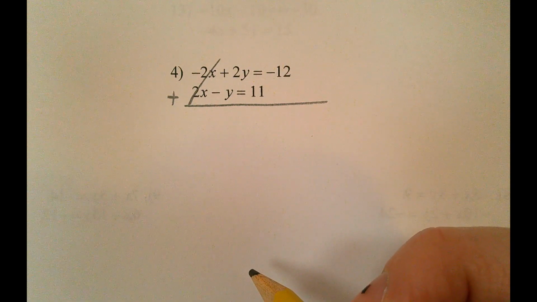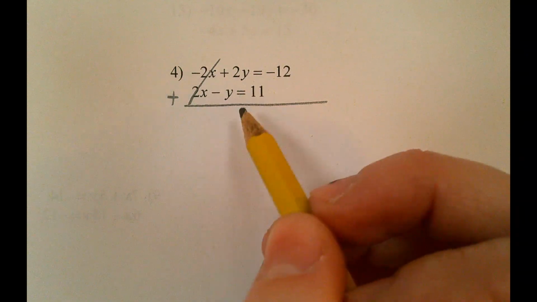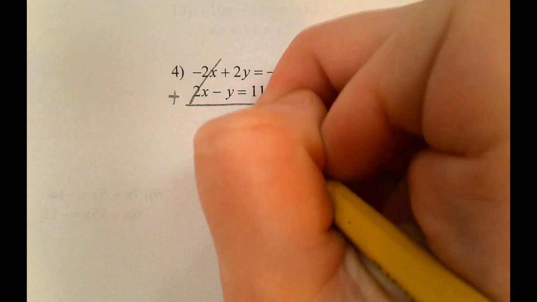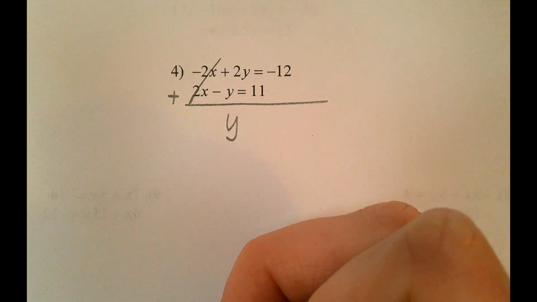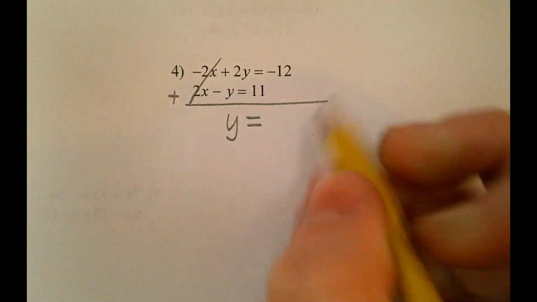2y, and then you're subtracting a y. So that leaves you with y. Okay. Then what? Bring down the equal sign. Thank you. Bring down the equal sign.